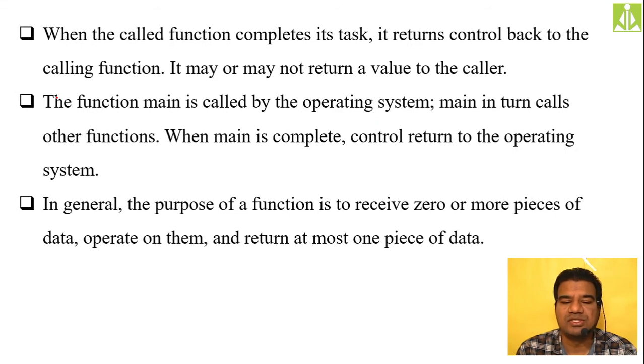The function which is calling another function, we call that function a calling function. The function which is called by some other function, we call that function a called function. The called function receives the control from the calling function, completes its job, and finally, after completing the job, it returns the control back to the calling function with some result.